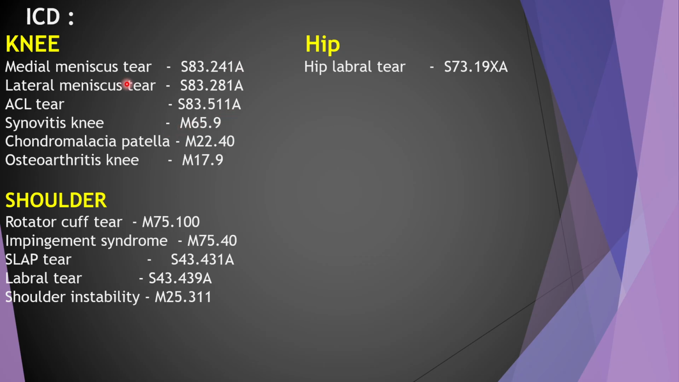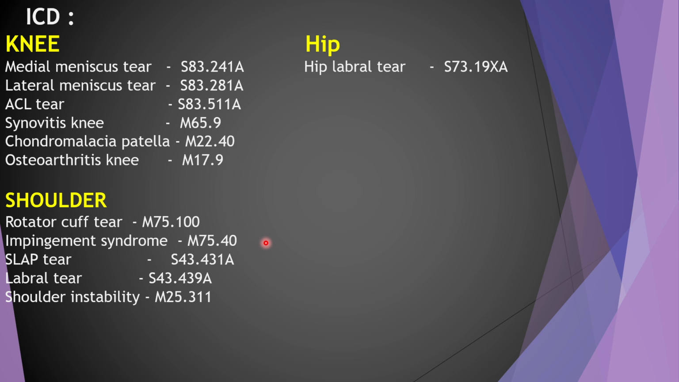Now coming to the ICD and CPT. First, the ICD codes of the knee, shoulder, and hip. For the medial and lateral meniscus and ACL tear, it is an S series code, such as S83.511A. Synovitis is an M series code. Chondromalacia and osteoarthritis are M17 series. For the shoulder, rotator cuff tear, impingement syndrome, and SLAP are S series. We will see all these ICD navigations while doing the OP report.